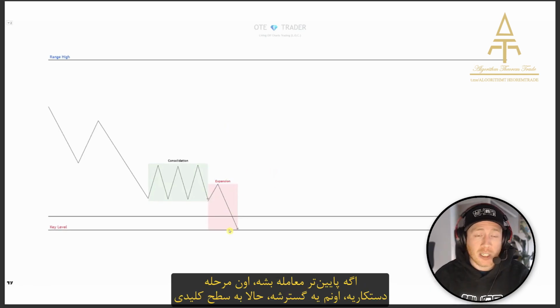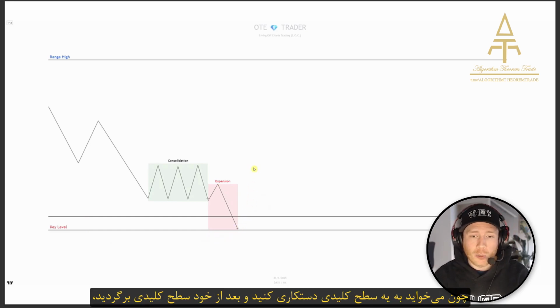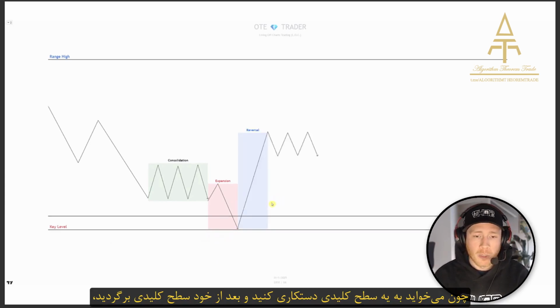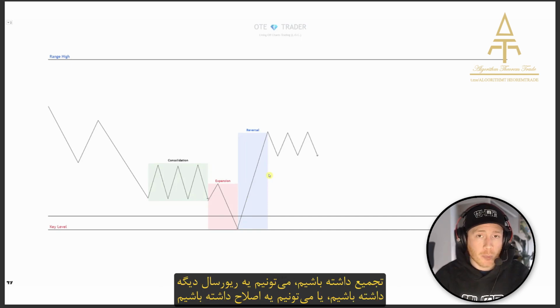It's also an expansion. Now we hit a key level, and as per the AMD schematic, you want to see distribution happen from the key level because you want to manipulate into a key level and then you reverse from the key level itself. The reversal is also an expansion in itself, and after a reversal, 3 things can happen. We can have a consolidation, we can have another reversal, or we can have a retracement.